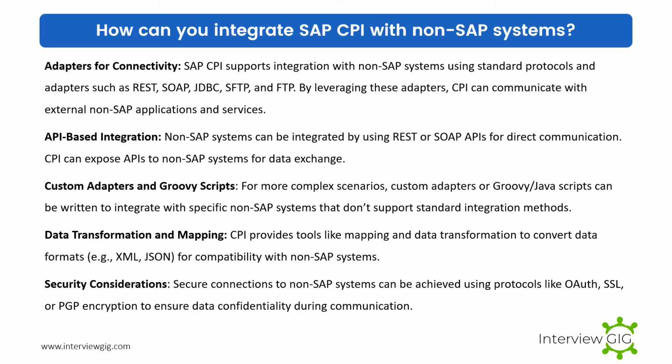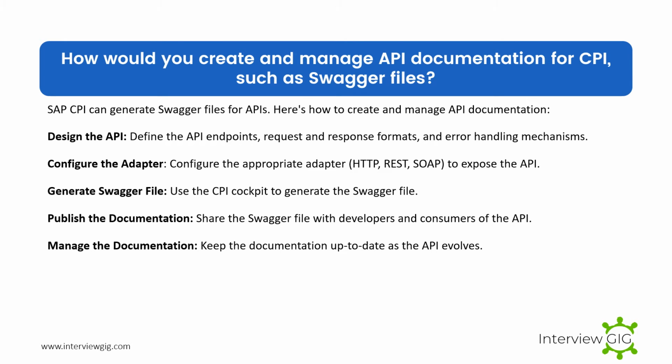How would you create and manage API documentation for CPI, such as Swagger files? SAP CPI can generate Swagger files for APIs. Here's how to create and manage API documentation. Design the API. Define the API endpoints, request and response formats, and error handling mechanisms. Configure the adapter. Configure the appropriate adapter, HTTP, REST, SOAP to expose the API. Generate Swagger file. Use the CPI cockpit to generate the Swagger file. Publish the documentation. Share the Swagger file with developers and consumers of the API. Manage the documentation. Keep the documentation up to date as the API evolves.